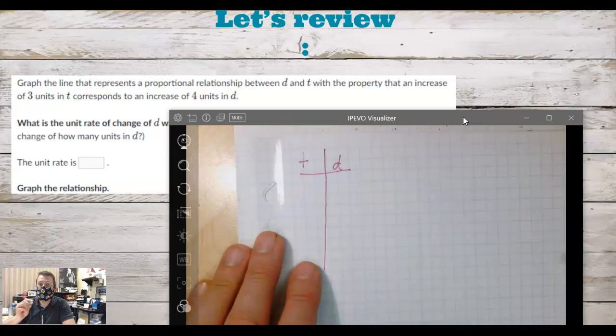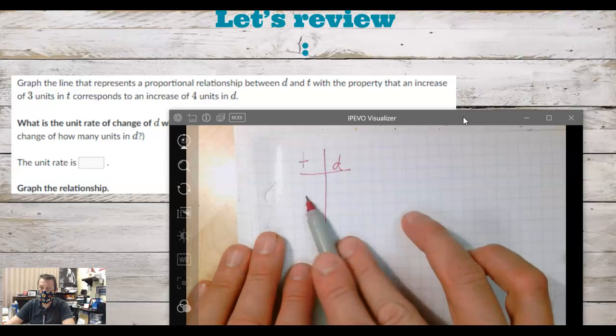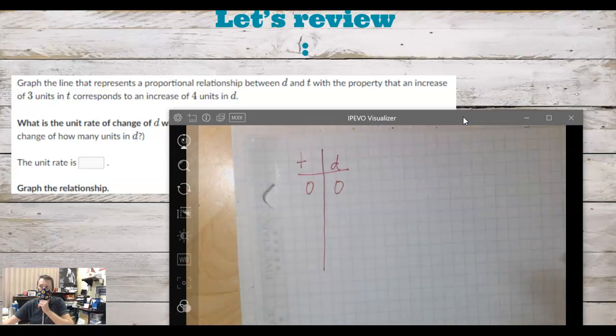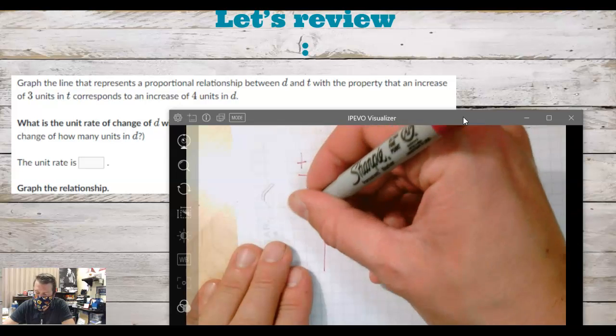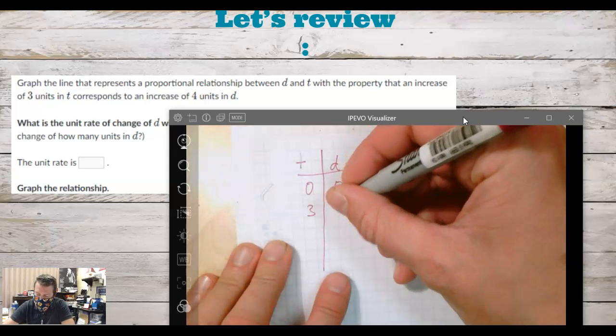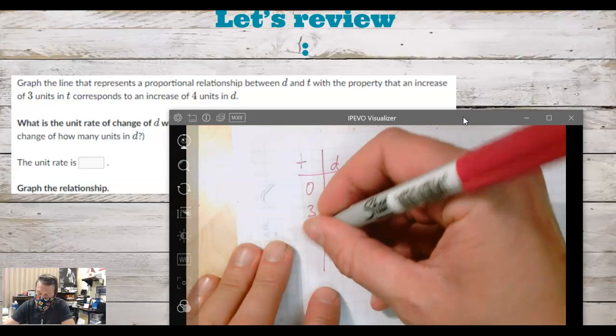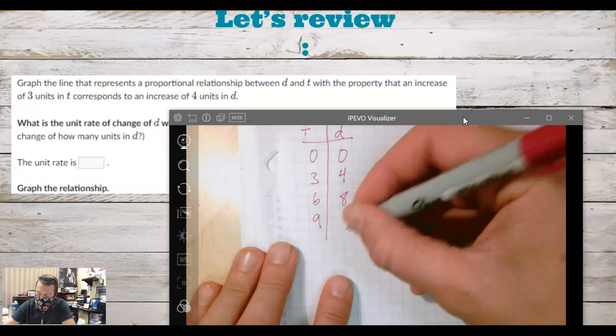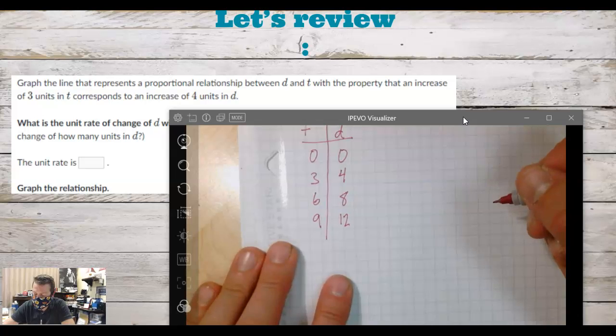All right. So Audrey told us that a proportional relationship will have the point 0, 0. That is super convenient. And if you haven't been starting there, you've been making these problems more difficult than they need to be. They tell us that an increase of 3 units to the t, okay, t goes up by 3, makes an increase of 4 units to the d. So likewise, if we got 3 more to 6, we got 4 more to 8, got 3 more to 9, got 4 more to 12. Right, and we could keep going.